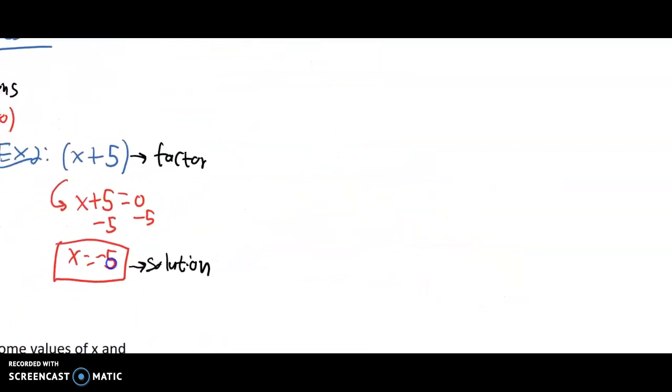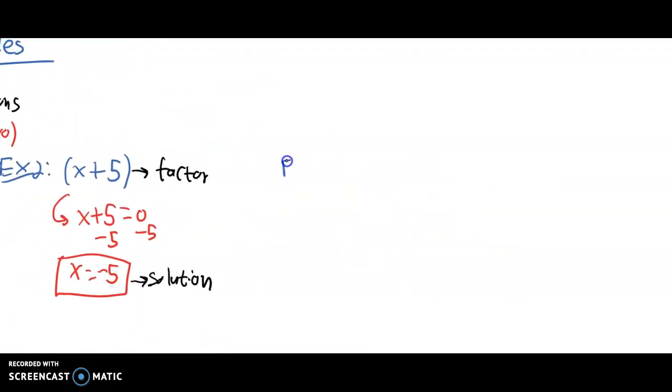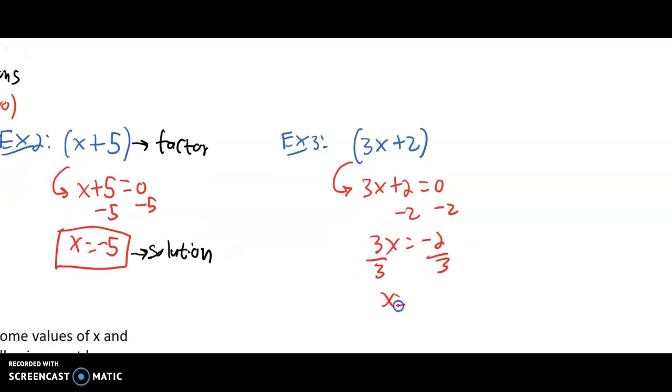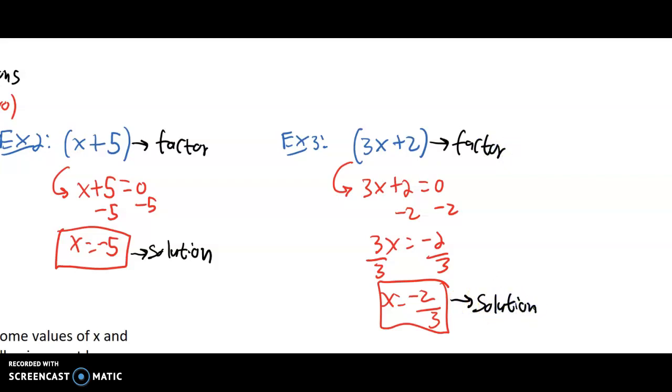Okay, I'm going to do one more, slightly more challenging example. Example 3. What if my factor was 3x plus 2? We're still going to start the same way. I'm going to set it equal to 0, minus 2, minus 2. We need to isolate x, so I'm going to divide by 3. And I've got that x is negative 2/3. This was the factor. This is the solution. So we're just setting them equal to 0 and solving for x.